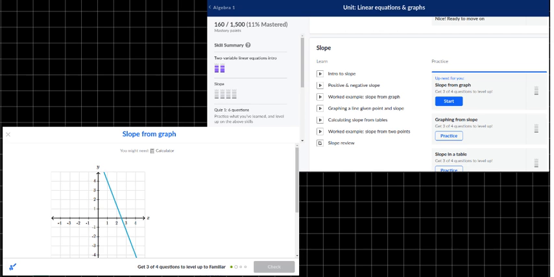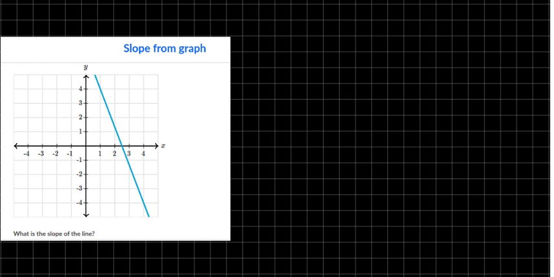We're going to talk about slope today, and we're going to be looking at how to get the slope from a graph. So what is slope? Let me turn on my pen. What is slope? Slope tells us how a line moves.